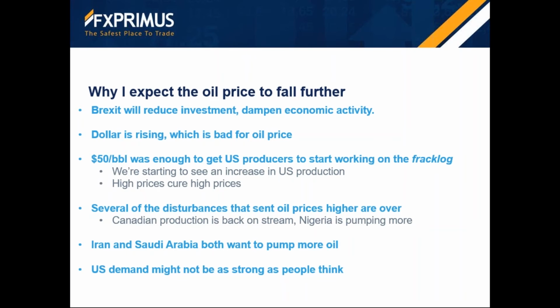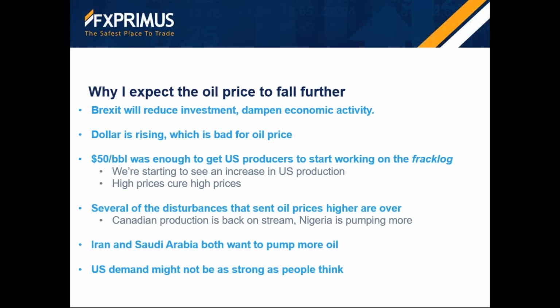Now, several of the disturbances that pushed oil prices higher earlier in the year are over. The Canadian wildfires have died down. Canadian production is back up again. And Nigeria has come to some agreement with some of the protesters, some of the people trying to disrupt supply there. Iran and Saudi Arabia both want to produce more oil in the future, and they're planning to.